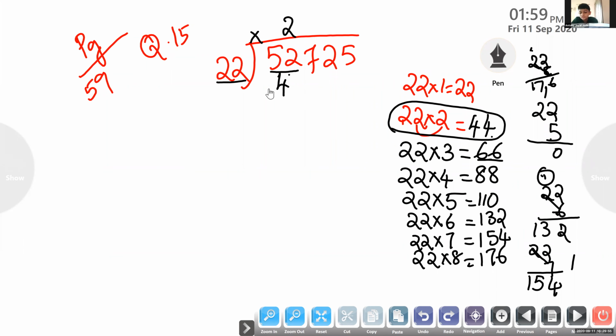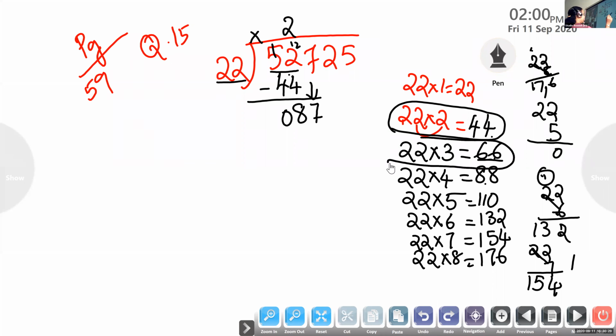Then 52 minus 44. What do we have to do? Subtract. 12 minus 4 is 8. Then 5 minus 4 is 1. So 87... 18. Okay, Agni is going to say the answer. All others please wait. So 87, please check from the table. Here we have 88, 80, 66. What's that? We have to take 22 into 3.